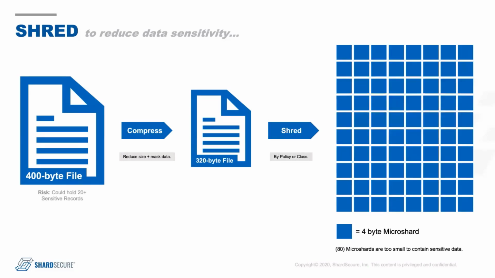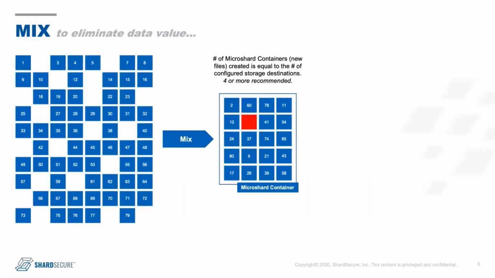So you can kind of imagine this just like a cross-cut paper shredder, where that 320 byte file is sharded into 4 byte microshards. So there's 80 of those, okay? The next step is to mix the data to eliminate the data value.